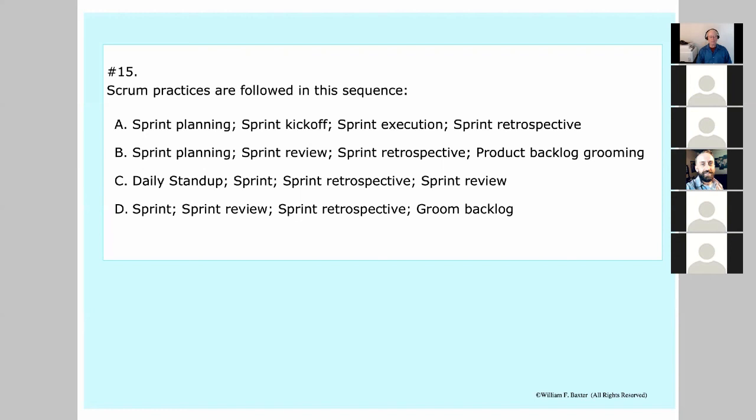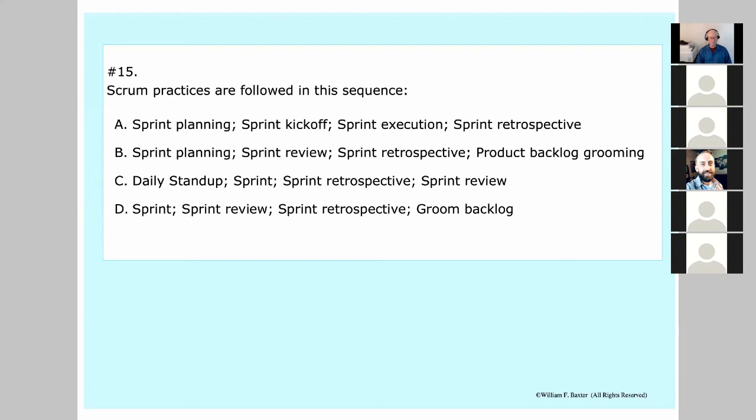So let's see. Sprint planning, A: sprint planning, sprint kickoff. Now, sprint kickoff, there ain't no such thing. B: sprint planning, sprint review, sprint retrospective, product backlog grooming. So that's good as far as it goes. It's missing the sprint execution, but as far as it goes, it's okay. In C, daily stand-up and then sprint. Well, that's not right.